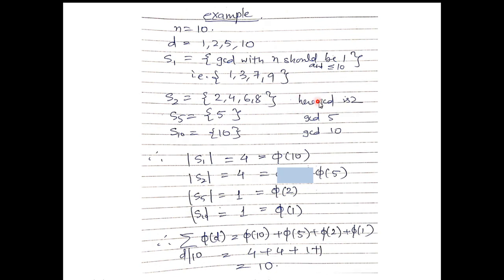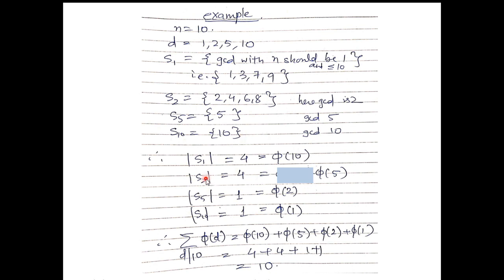Here the GCD is 2. All these numbers have GCD 2 with 10. Now here in S_5, this 5 with 10 has GCD 5. In S_10, this 10 with n equal to 10 has GCD 10. So we have S_1, S_2, S_5, S_10.